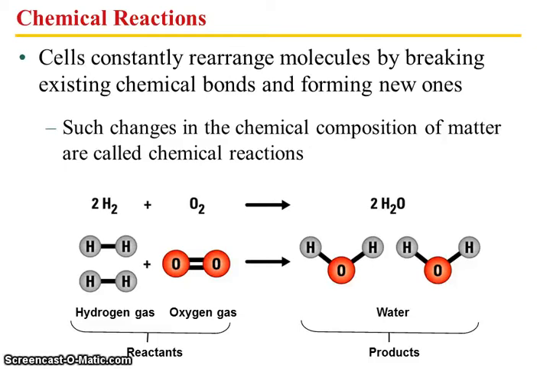Welcome back to Chapter 2, Part 2. So we're going to start by looking at chemical reactions. Last time we covered the types of bonds that can be made.